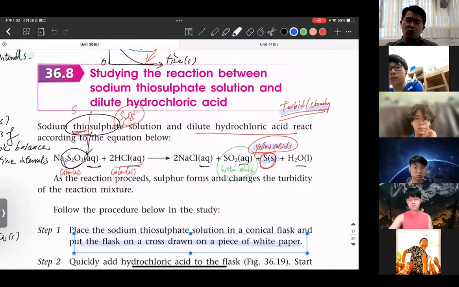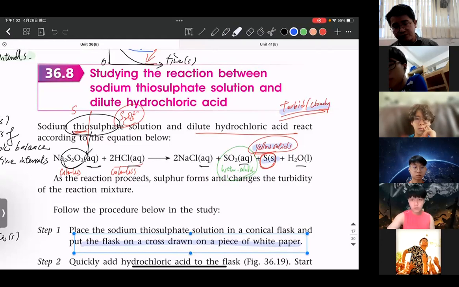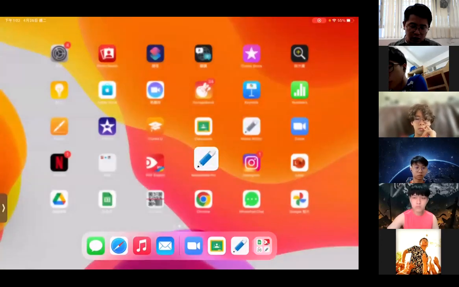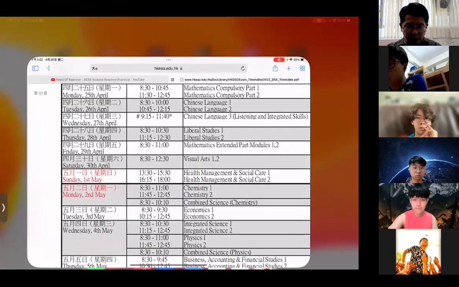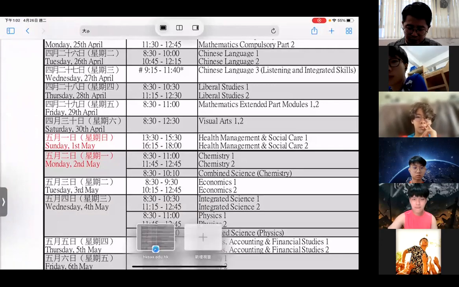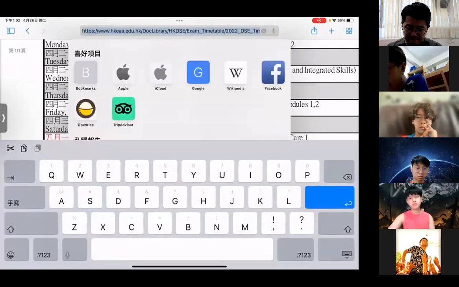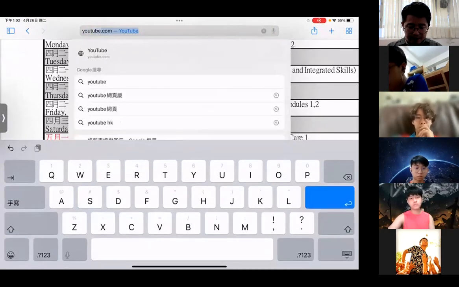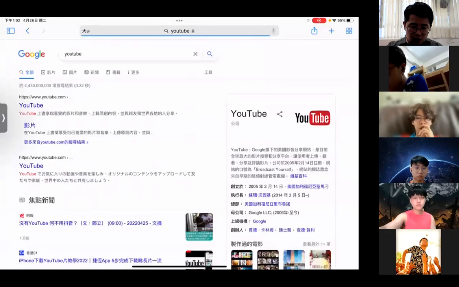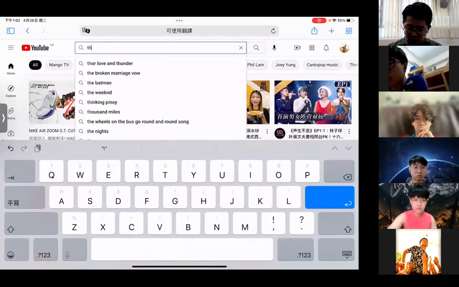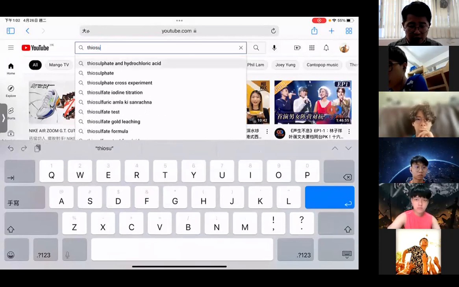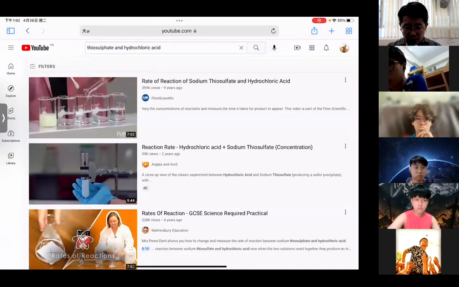If that is the case, what should we do? We have to think of another method. Try to see the video. I will show you how we will keep track of the reaction. Let's see. You may find the reaction between thiosulfate and hydrochloric acid, that experiment.